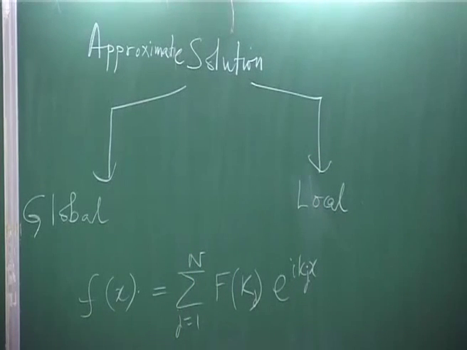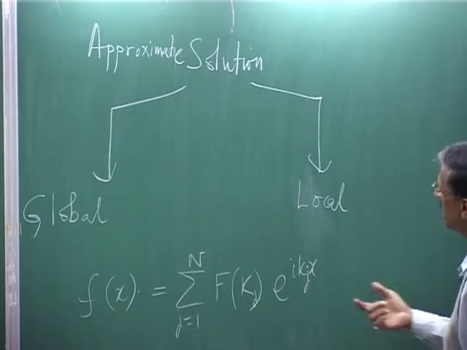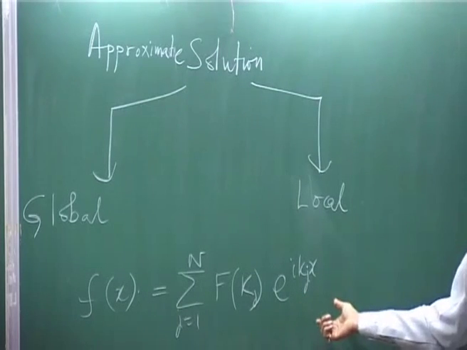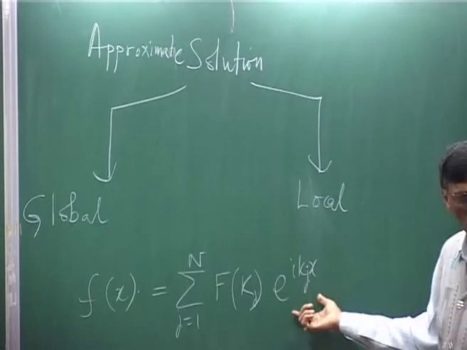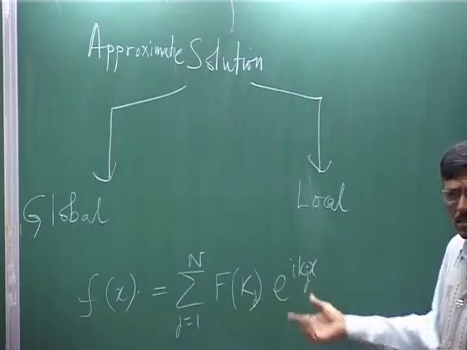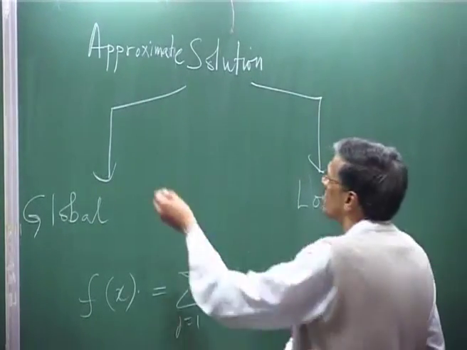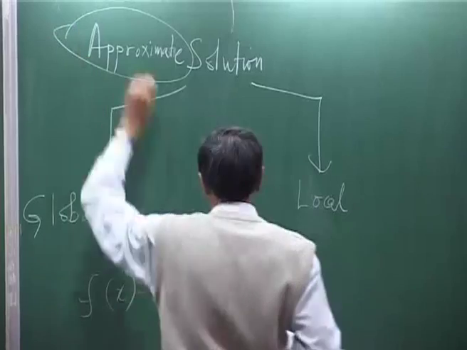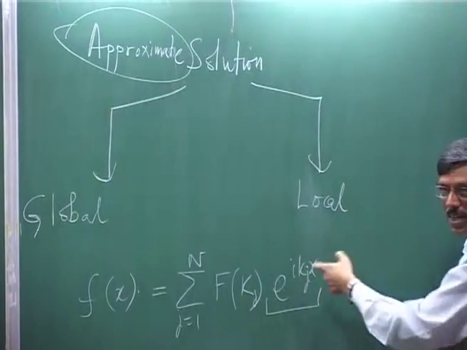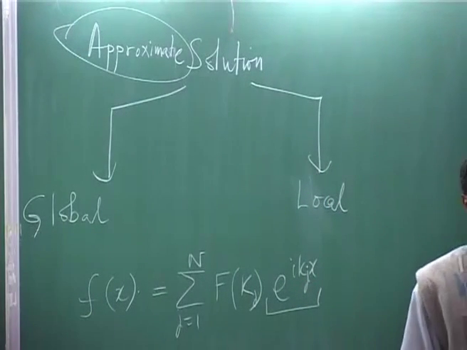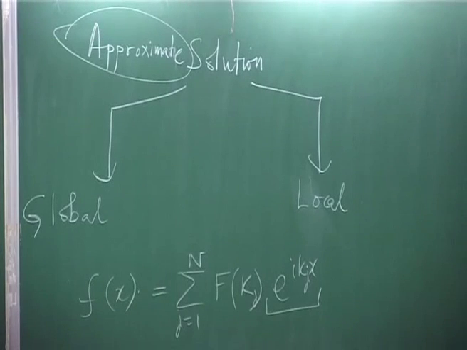Then what you notice is that we are writing the solution in terms of functions whose space dependence is given by this. This is a kind of approximation. We are talking about approximation, right? So, this is one set of approximation where space dependence is given, let us say, by the Fourier series.